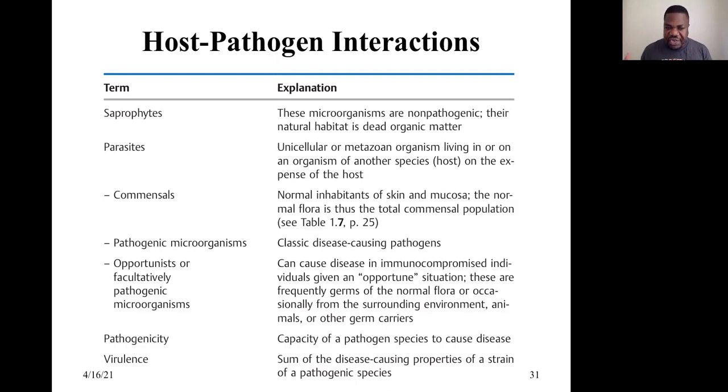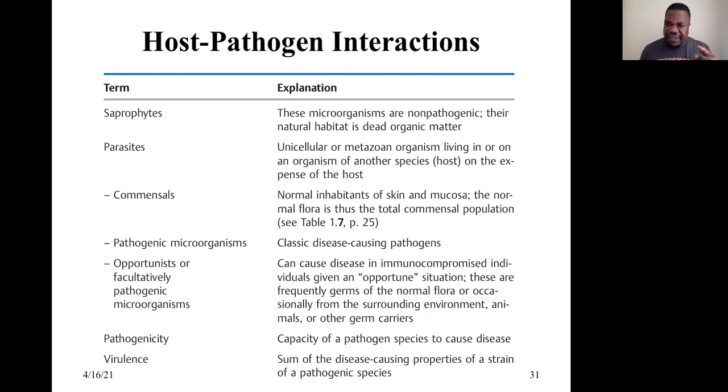Then we have pathogenic microorganisms. There are different types of pathogenic microorganisms that we will try to study. But to understand them, there are two important key pieces of information to know. One is what we call pathogenicity. Pathogenicity is the capacity of a pathogen species to cause a disease.